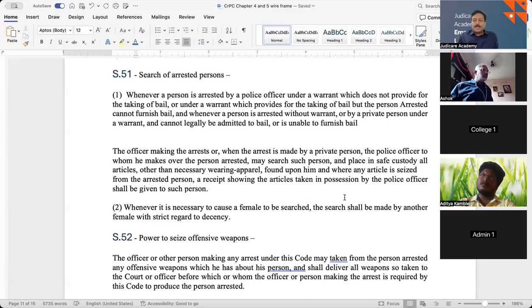So this automatically applies. It has to be done up to the level it is required to be done. Section 51 is about the search of the person. The applicable circumstances could be varied. It could be by a police officer under a warrant for a bailable or non-bailable offense. It could be under a warrant that allows for bail, but bail has not been furnished.